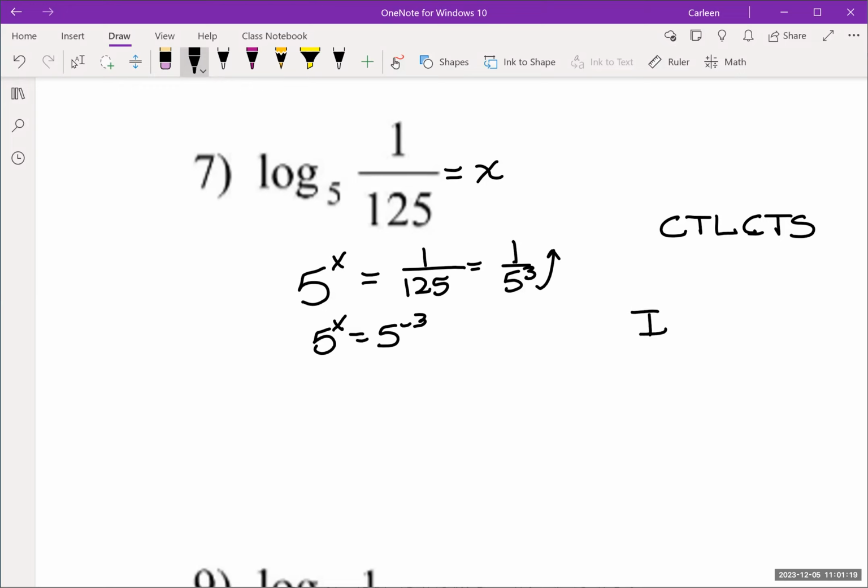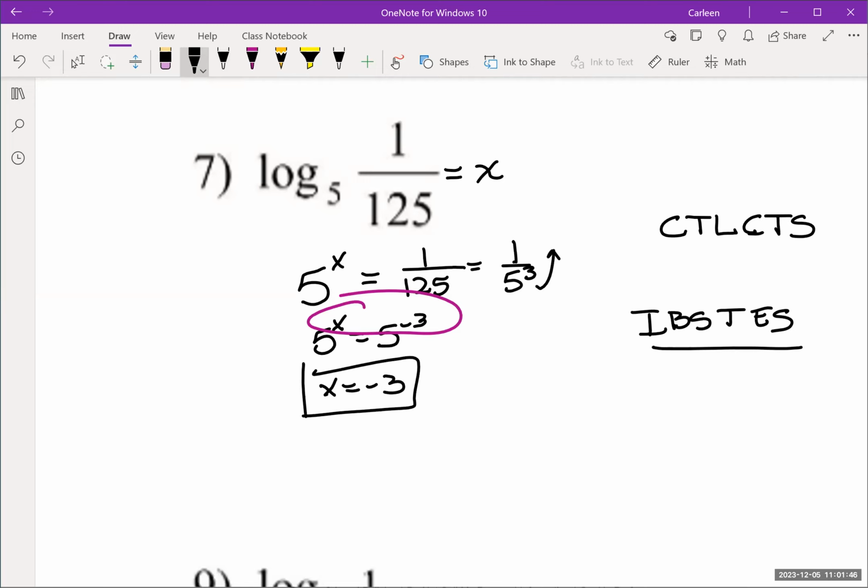Okay. If the bases are the same, then the exponents are the same. So our equation is x equals negative 3. Change of base, with your calculator, but change of base is really awkward if it's a fraction. You might as well just do it exponential.